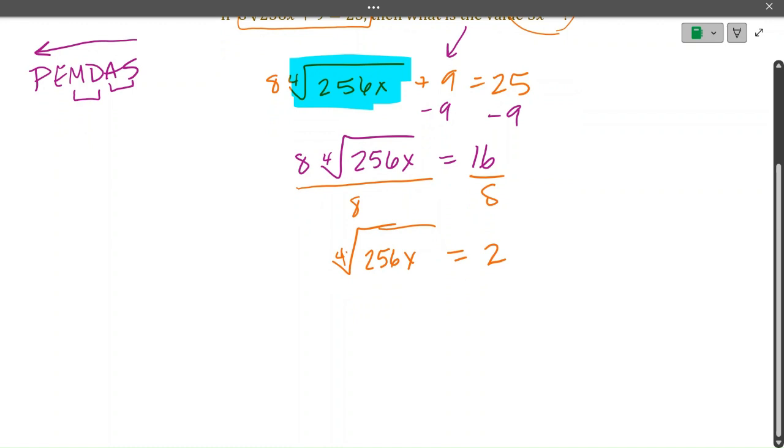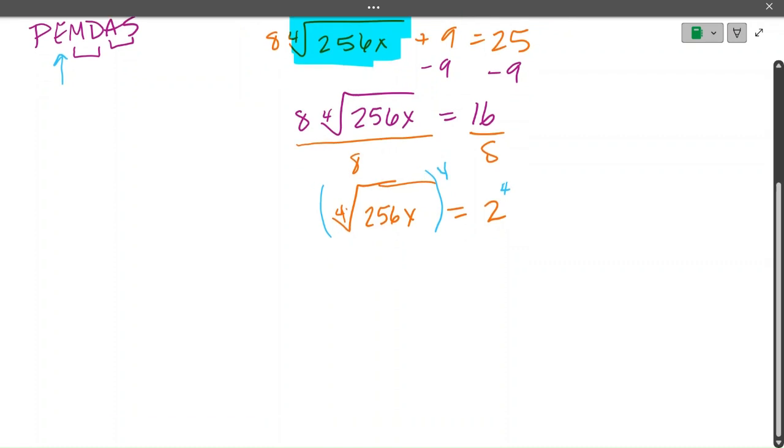Now, technically, the fourth root is an exponent. So if you're tracking what we're doing with the order of operations, we're now on the E part of that. To get rid of the fourth root, I'm going to raise this side to the power of 4 because the power of 4 undoes a fourth root. And I'm going to raise the other side of the equation to the power of 4 because in math, what we do to one side of the equation, we do to the other. Once I do that, I'm left with 256x equals 2 to the power of 4, which is 16.